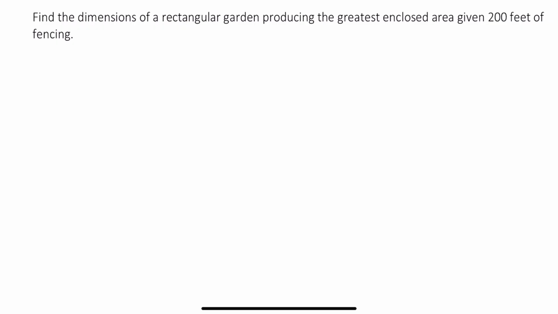Welcome. Find the dimensions of a rectangular garden producing the greatest enclosed area given 200 feet of fencing. As always, I'm going to suggest we begin with a sketch.